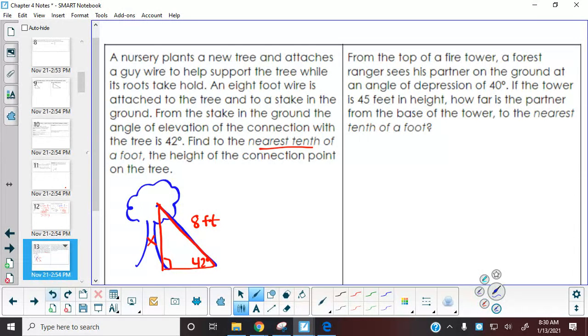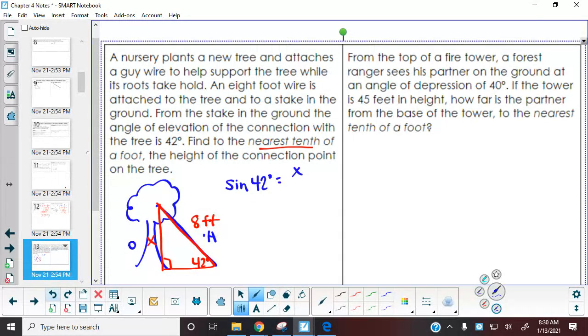So hopefully you were able to find, you've got the opposite, you've got the hypotenuse, which if you're dealing with the opposite and the hypotenuse, you're dealing with sine. So sine of the angle equals the opposite over the hypotenuse. Now in this case, your 8 is the denominator, so we can just multiply each side by 8, and we can type that in our calculator. 8 times sine of 42 degrees. That gets us our x value, which in this case is approximately, again, we're going to the nearest tenth of a foot, 5.4 feet.